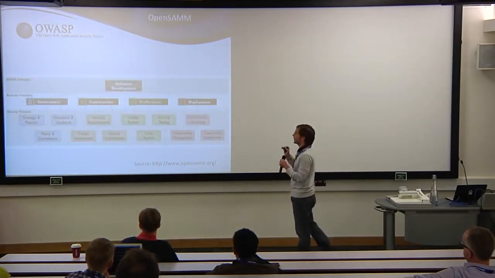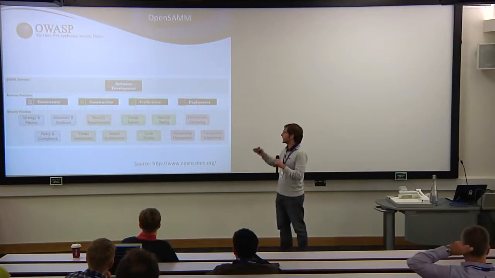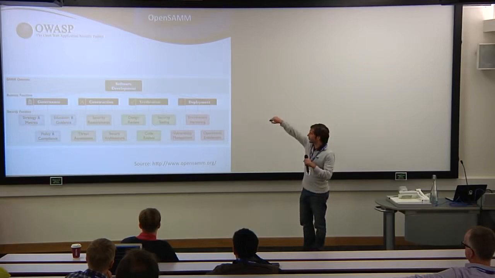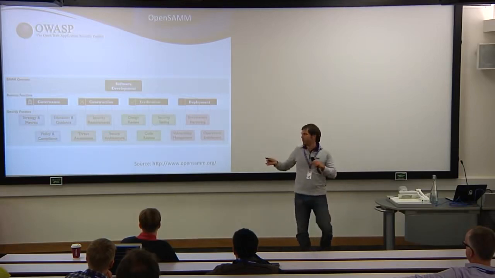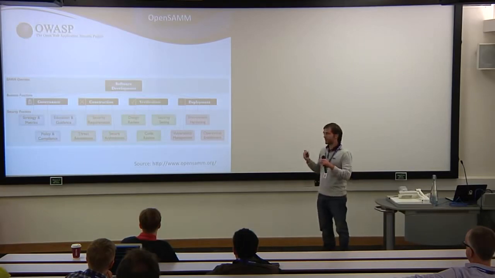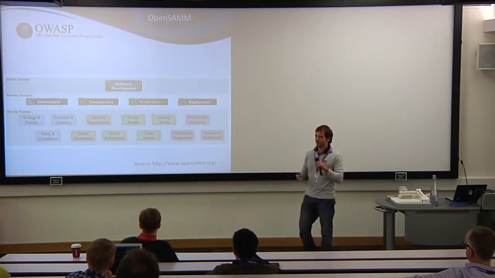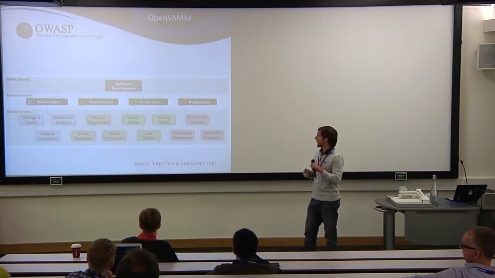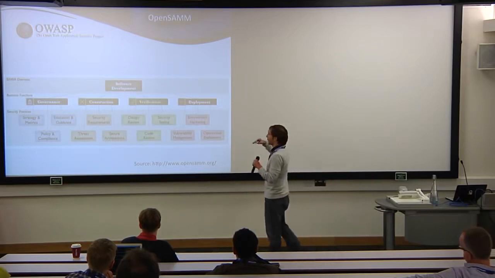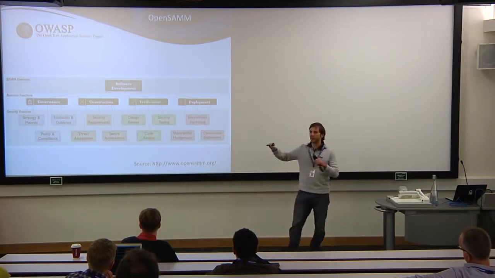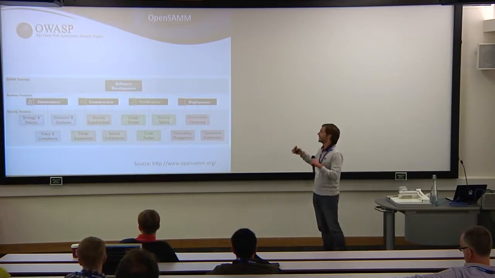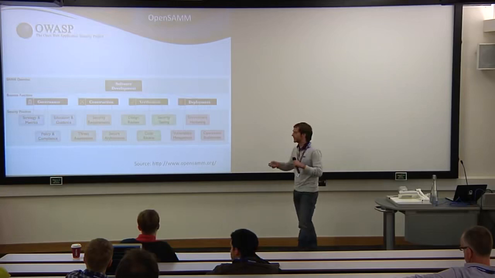OpenSAMM has a very good distinction between code level bugs and design flaws, and they have these verification activities right here: design review, code review, and security testing. Design review is supposed to find design flaws, just by reviewing the design, the specification, the architecture, and finding flaws there. Code review is supposed to find code level bugs. And security testing is like a second layer of protection to make sure that you did a good design review and a good code review. If you did a good job in these two previous steps, you should not be finding many issues during the security testing activities.